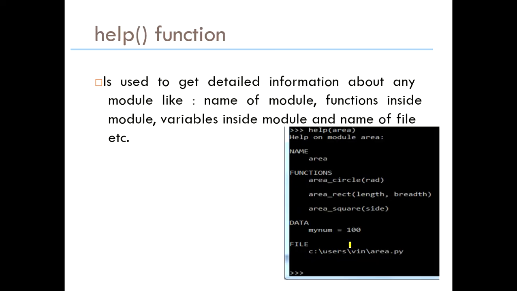The help function is used to get detailed information about any module, like the name of the module, functions inside the module, variables inside the module, and name of the file, etc. If you write help(area), help on module will be displayed. The name of this module is area. The functions inside this module are area_of_circle, area_of_rectangle, area_of_square, and the data in this module is my_num = 100. And it also gives us the location of this module.